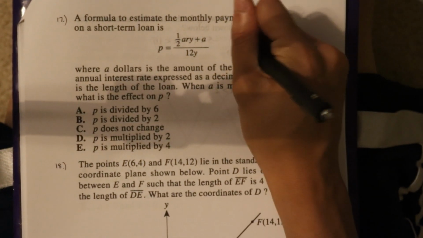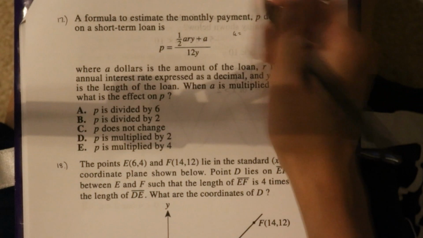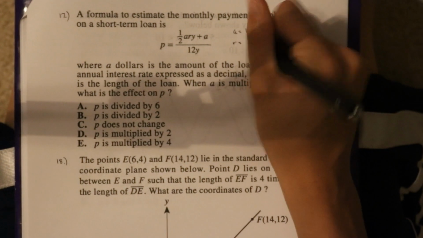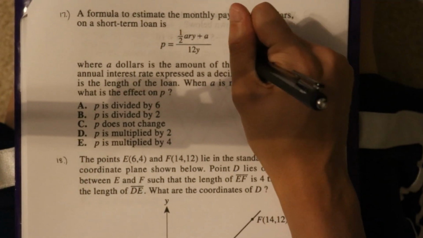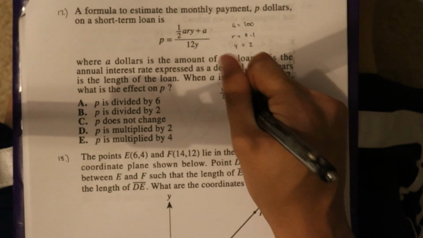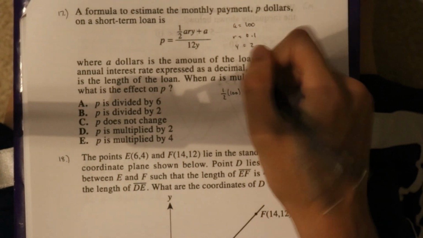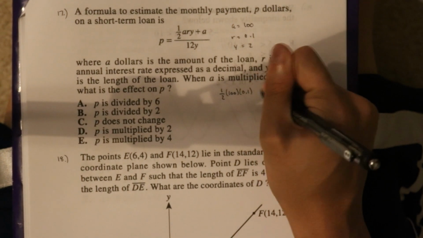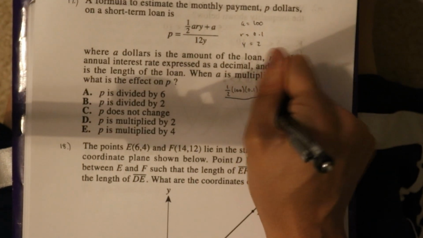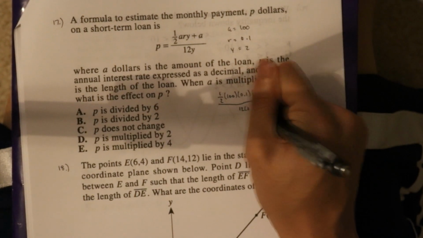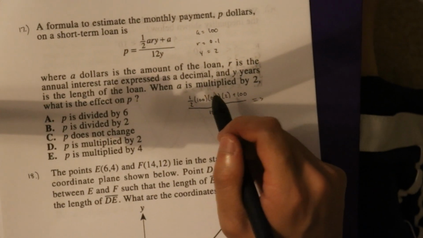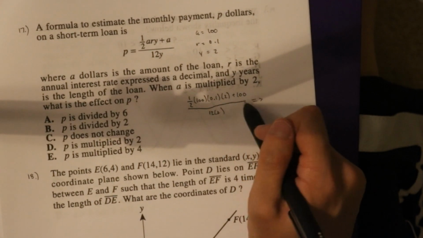So let's actually just try some numbers. We're going to say A is equal to $100, R is the interest rate, so we'll just call it 0.1, and then Y, just call that 2 years. So let's just plug this into the equation. So we have 100 times 0.1 times 2, plus 100 divided by 12 times 2. 100 times 0.1, that is 10. Then times 2.